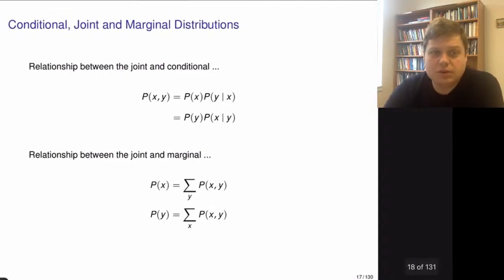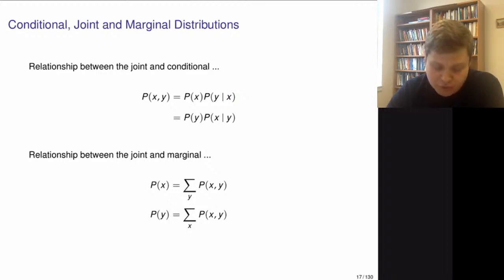There are a few rules associated with marginal, conditional, and joint distributions. So the probability of the joint distribution of x and y is just the probability of y given x times the probability of x. Again, we'll see an example of that in a few seconds. And there is a symmetry. Since x and y are symmetric, we can say it's the same as the probability of y times the probability of x given y.